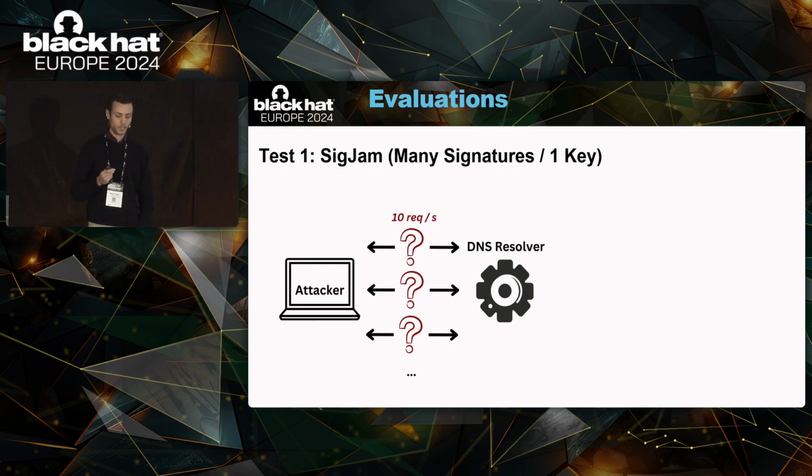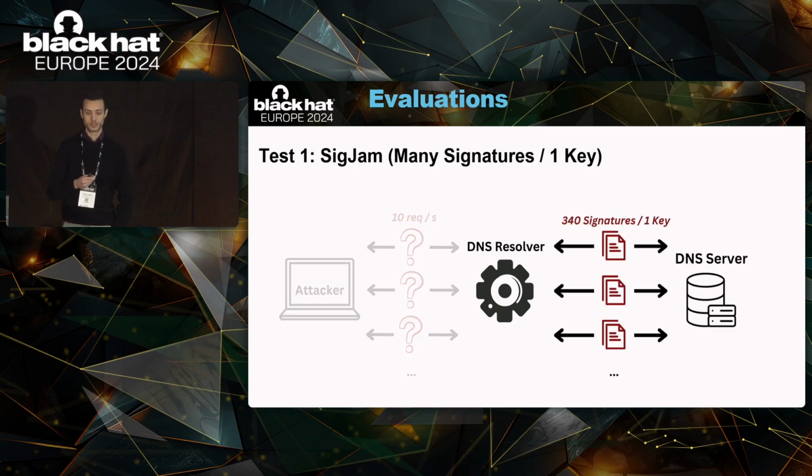And in this setup, we send 10 requests per second to Unbound, all requesting unique domains to ensure that the records are not cached. And then Unbound will have to go to our DNS server, and for each of these requests, download our zone data. And in this first attack, we constructed a zone that has 340 signatures that all map to the same DNS key. So they all have colliding key tags.